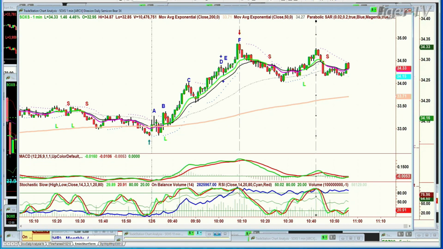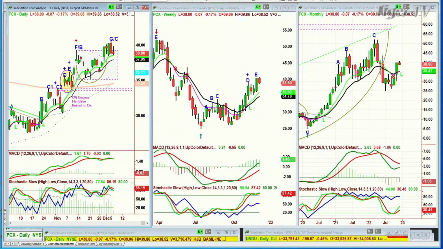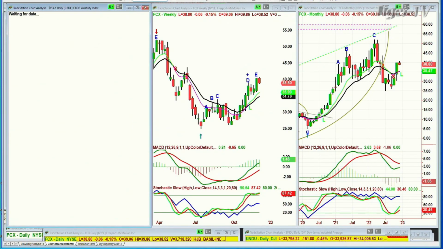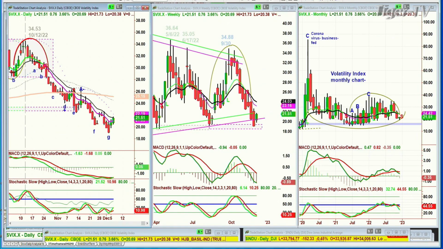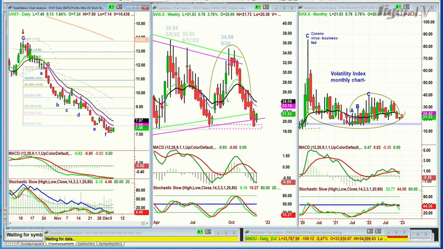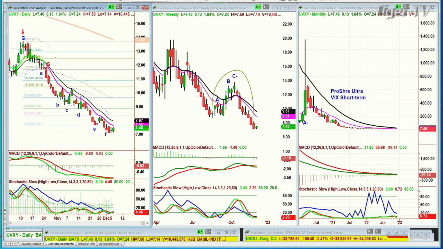So with that said, that's enough of this. Let's go to a couple of things we're looking at here. So the volatility index still is up 76 cents at 21.51. But look how long it's taken for the UVXY, which is the trading vehicle, to actually do anything. And even here, it's doing nothing. It's at 7.46, up 13 cents. Yes, it is up 1.84%.